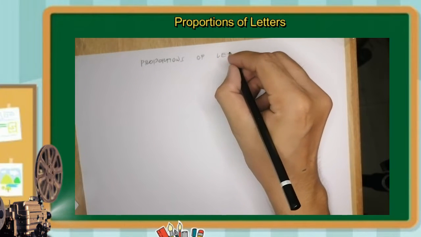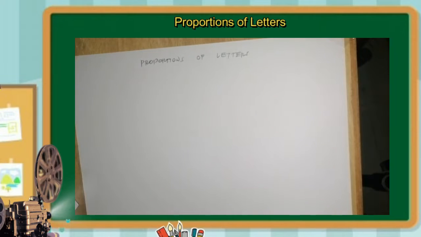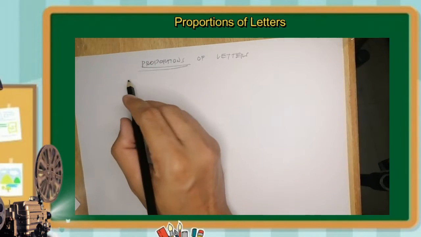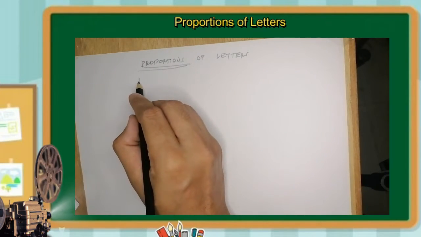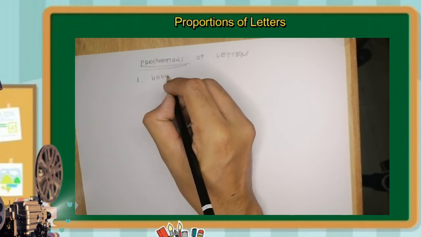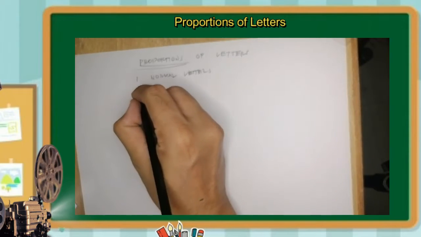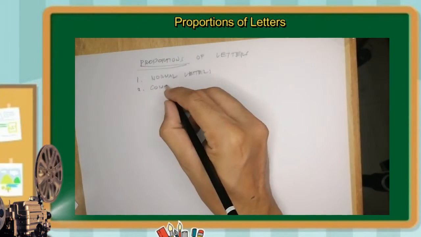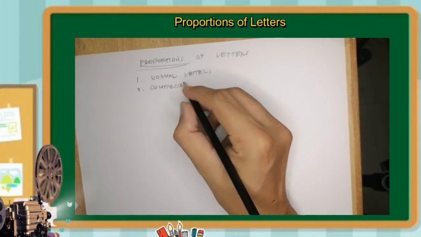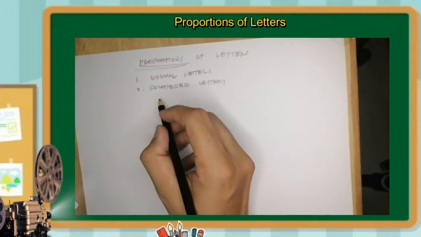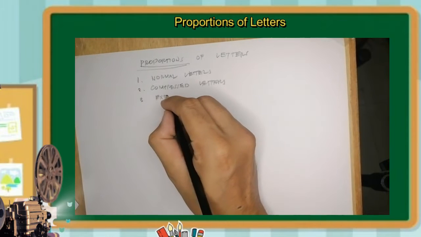so meron tayong tatlo, na tinatawag na proportions of letters. From the term proportion, ano ba yung sabihin ng proportion? Ito yung paglalagay ng mga letters sa tamang space. Okay? So let us identify the three proportion of letter. The first one, we have the what we call the normal letters, and then the another one we have the compressed letters, and then we have the extended letters.